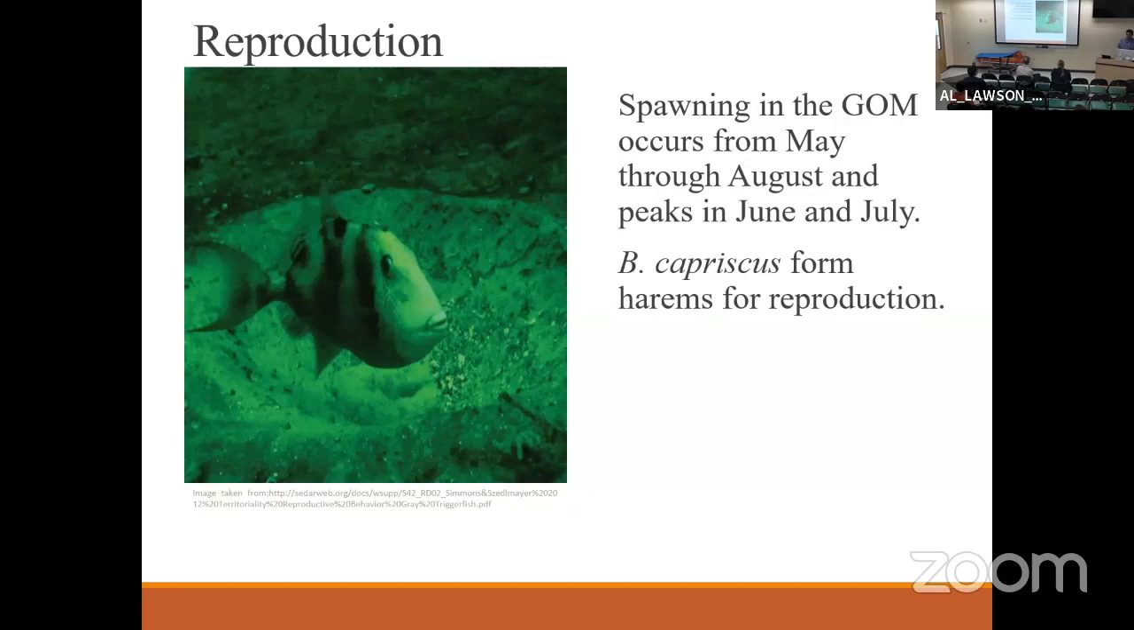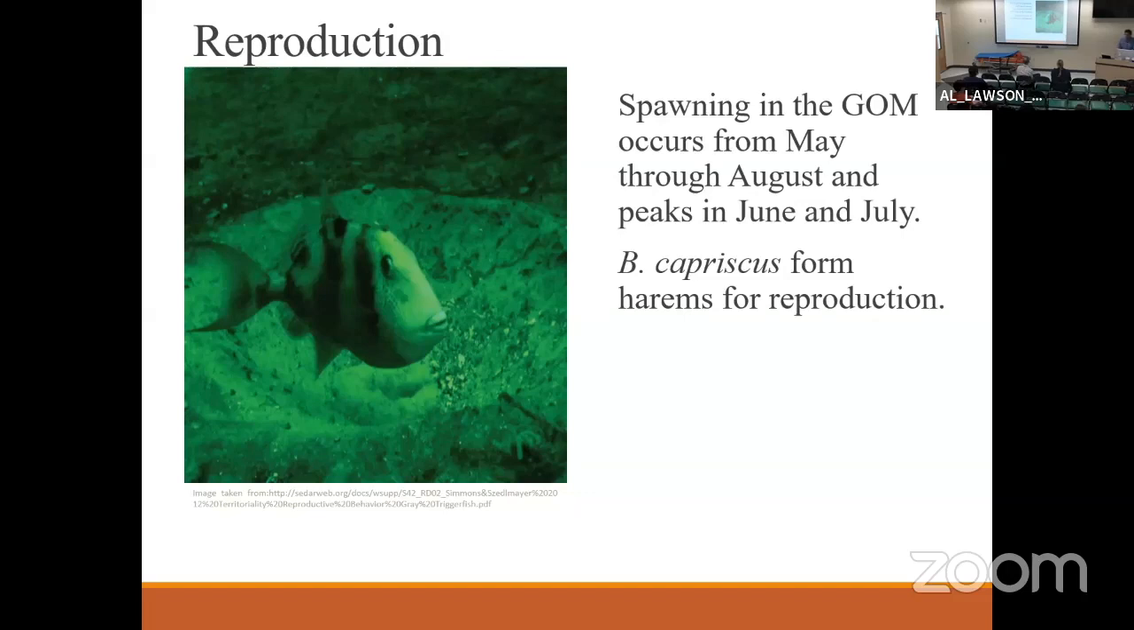Reproduction. So they spawn in the Gulf of Mexico, and this occurs during May through August and peaks in June and July, and they form harems for reproduction. And if you're familiar with a harem, that's essentially just one male to several females within the Gulf of Mexico in our area. They do maintain a 1-to-1 sex ratio, so one female for every one male. All that means is that there's going to be some males without partners, there's going to be some males with multiple partners, and the larger the fish, the more viable. So the larger fish will have more female representatives.